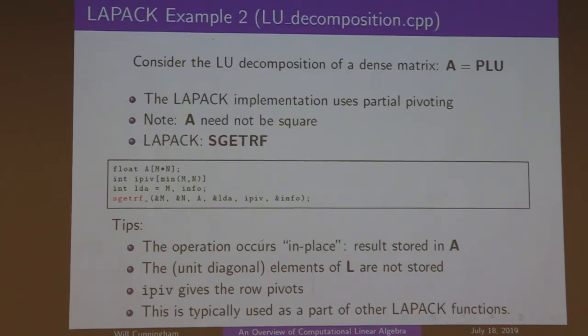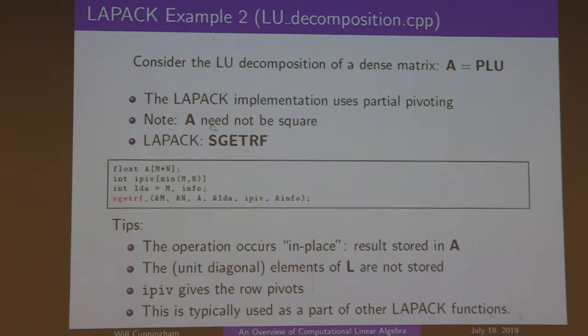So let's look at a specific example that was actually used in the linear solution in one of the previous examples. So consider the LU decomposition of a dense matrix. So what we're looking at here is actually the PLU decomposition in LAPACK. And what that means is that it's using partial pivoting. So partial pivoting means it can exchange the rows, or equivalently the columns, in order to speed up the convergence of this algorithm.